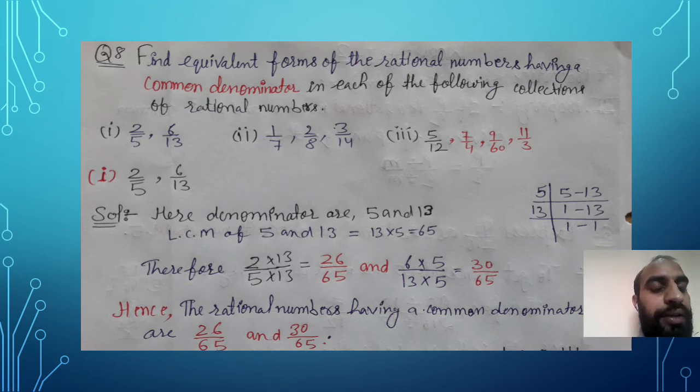You can see here. Let's take the first part, 2 upon 5 and 6 upon 13. Here denominators are very clear to you. First denominator is 5, second denominator is 13. So LCM of 5 and 13. As you all know, 5 and 13 are prime numbers. Whenever you have prime numbers, directly you need to multiply both numbers. That is your LCM. Then 13 times 5 is 65. In rough area even I have solved how to find out LCM.